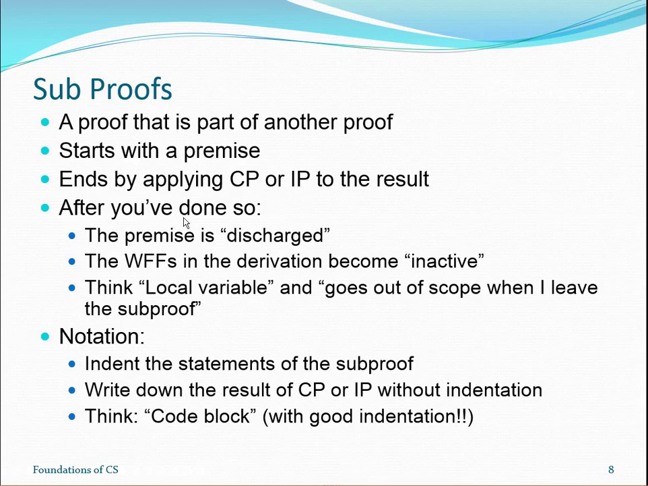After you have exited the subproof, we say the premise is discharged, and all of the lines, all the wffs in that derivation that you had in that subproof become inactive. What you want to think about is it's a local variable, and it goes out of scope when I leave the subproof. And we're going to indent our subproofs, and we're going to write down the result of the CP or IP outdented, right?